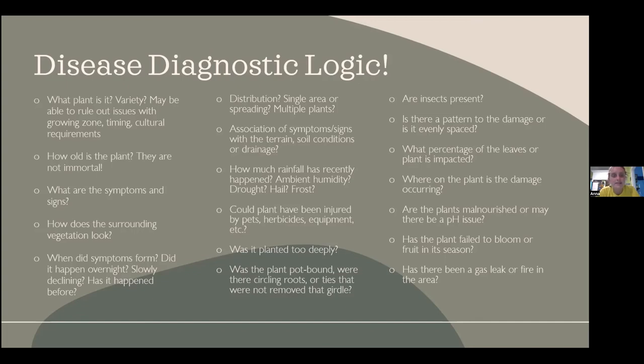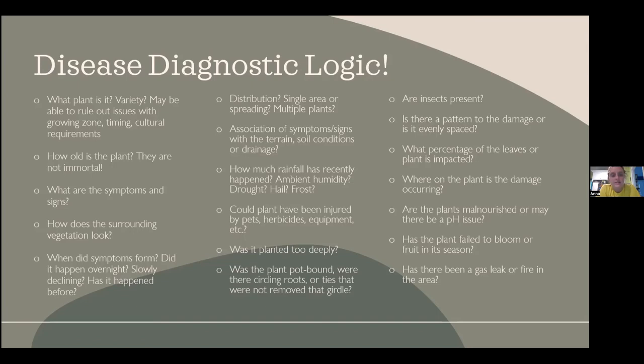Distribution. Is the disease showing up in a single area or is it spreading to multiple plants? So in the case of that row of boxwoods, maybe in the hedge, did you have one dead one and then all of a sudden the two on either side died and then, oh my gosh, the whole thing died. That's a really important clue. Different diseases move through populations differently, so you can identify them or diagnose them sometimes using that.